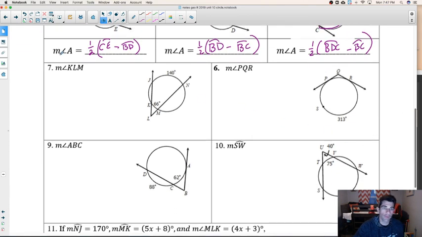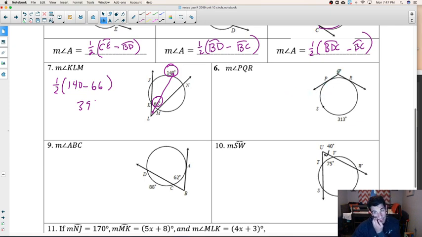First one, find angle KLM. So KLM, that's right here. Shoot out, you hit your two arcs there. So the angle is going to be 1/2. The larger arc was 140. The smaller arc was 66. So then you're going to go ahead and subtract those two, and you have 39 here.